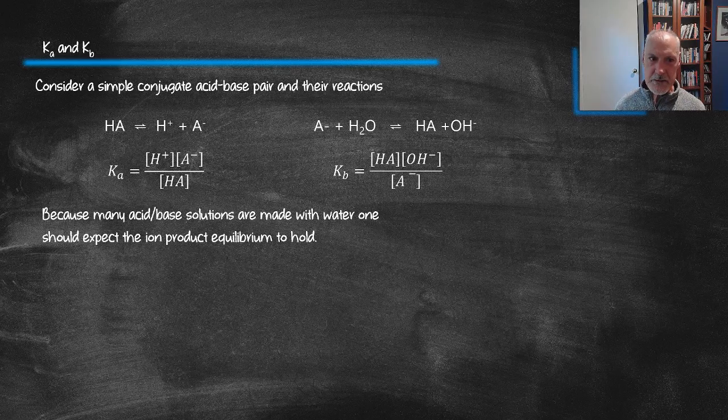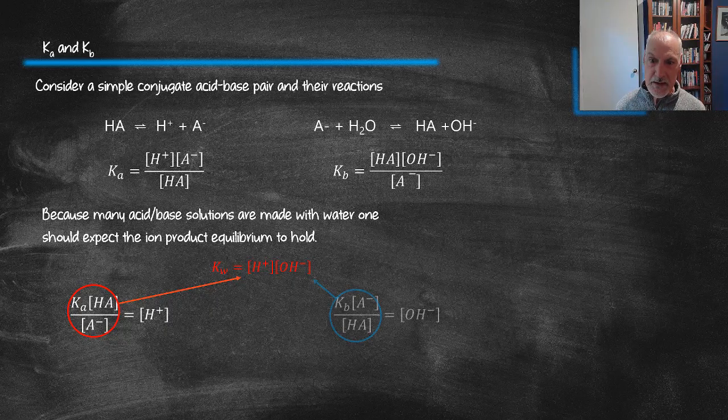Because many acid-base solutions are made with water, one should expect that the equilibrium holds true for water solutions. Anything that's made in water should follow this ion product rule. This equation is in our IB data booklet. I'm going to take the Ka expression from above and rearrange it to get the hydrogen ion by itself. In a similar fashion, I'm going to rearrange the Kb expression to get the OH- ion by itself.